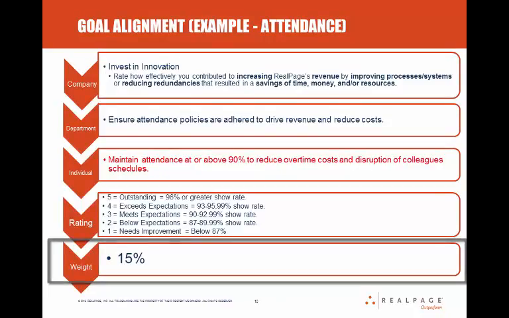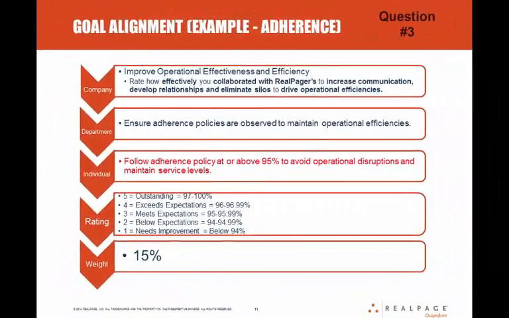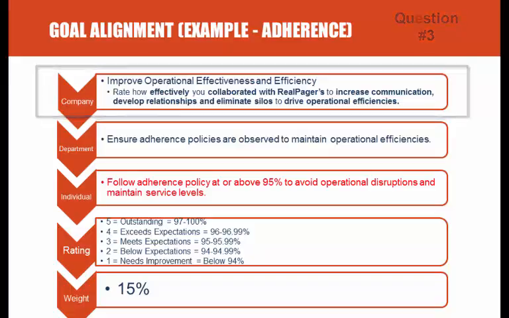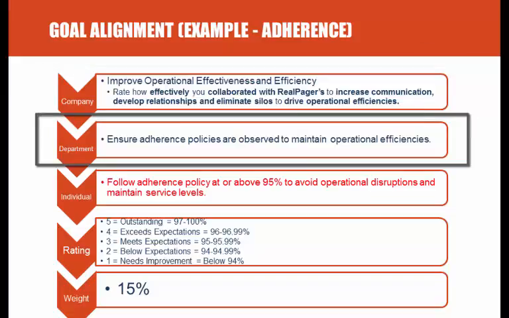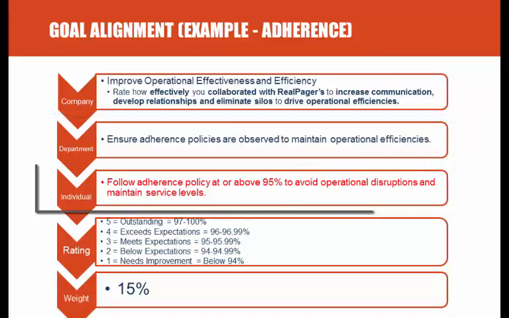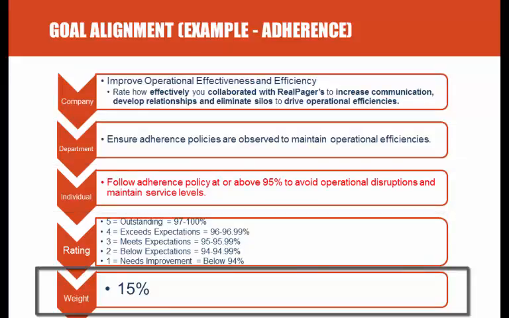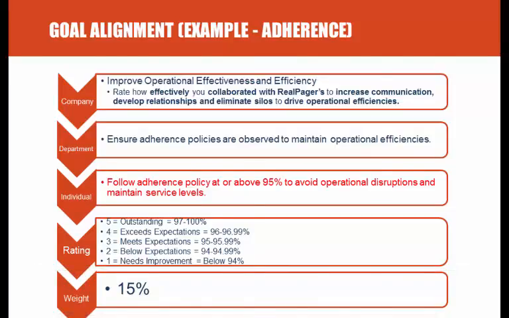Core performance question number 3 measures our ability to improve operational effectiveness and efficiency. To do this, we must talk to one another and eliminate silos. Taking breaks and lunches when scheduled, and not taking excessive personal time, will increase our ability to maintain operational efficiencies and service levels. Adherence is weighted at 15% of your overall annual review score.